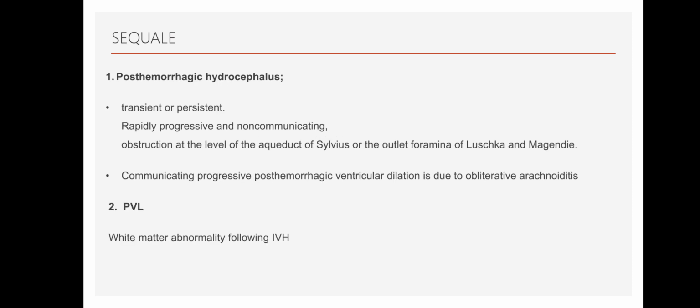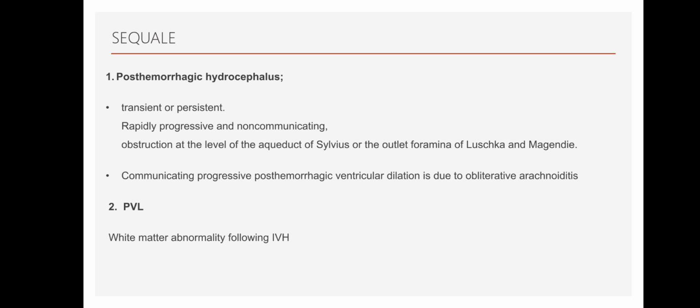is indicative of post-hemorrhagic hydrocephalus. What are the sequelae of intraventricular hemorrhages? The two most feared complications of intraventricular hemorrhage, I would say, start with post-hemorrhagic hydrocephalus, which could be transient or persistent, and at the same time could be communicating or non-communicating.